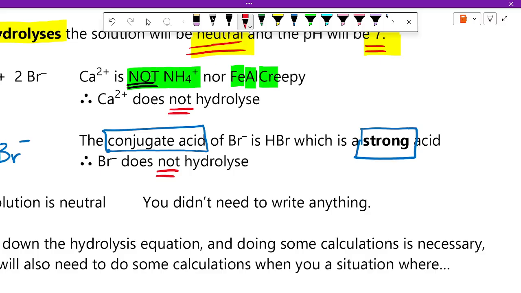Probably not, unless it was part of a multi-part question where it was like, give each of these following salts, classify them from highest pH to lowest pH. That might happen. Yeah.